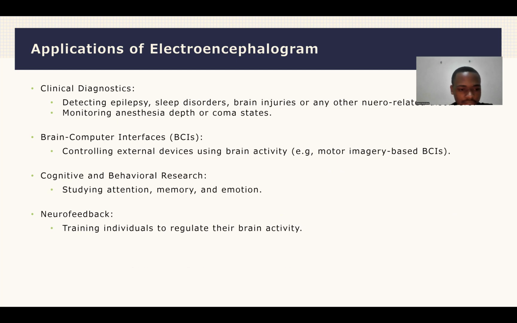Neurofeedback: training individuals to regulate their brain activity. So imagine someone knows what is going on in their brain. Maybe if they're overthinking something, they could realize, okay, my brain is going berserk right now. I should be able to regulate this and try to keep it in check.